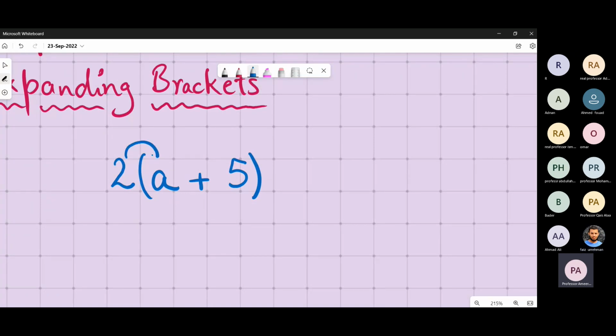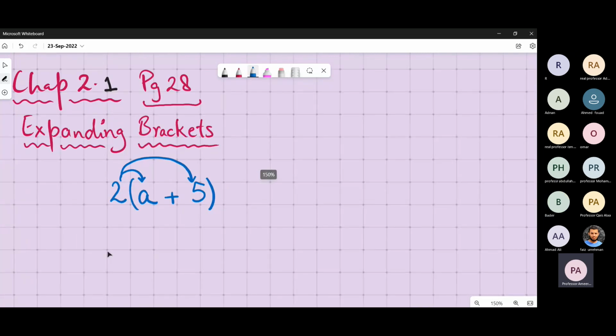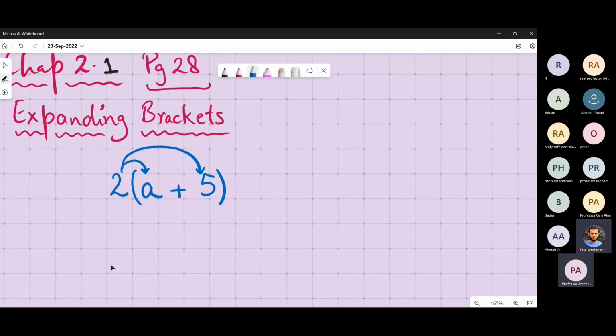The last thing that we did in the last session was in this exercise. Whenever we have a number or any variable outside the bracket, what are we going to do? We are going to multiply by all the inside terms. So 2 multiplied by a will give you 2a, and 2 multiplied by 5 will give you plus 10. So this will be your final answer. This is very simple. The questions will be a little harder, but the concept will remain the same.